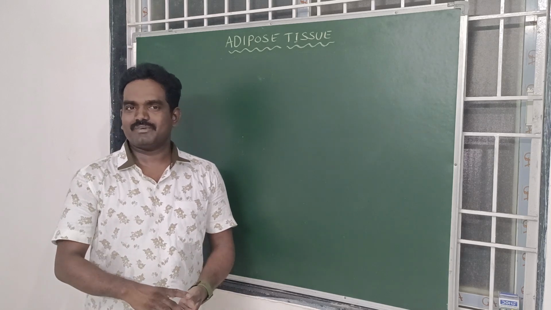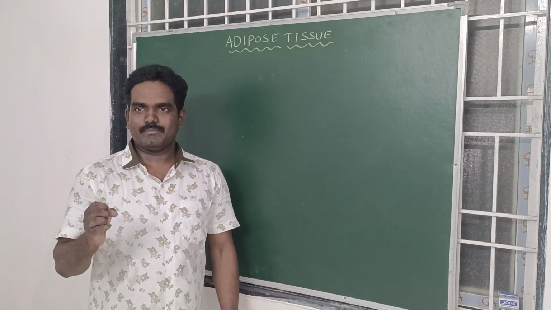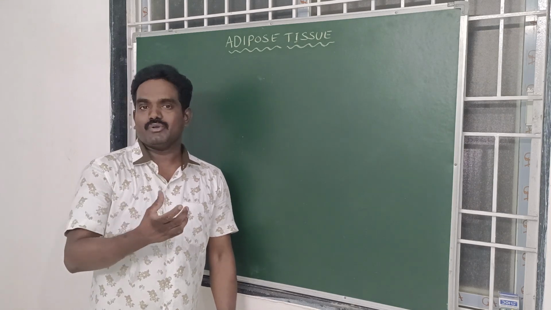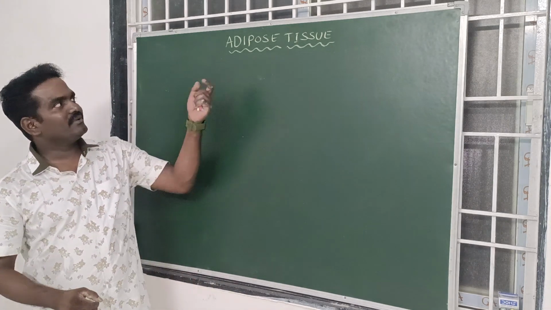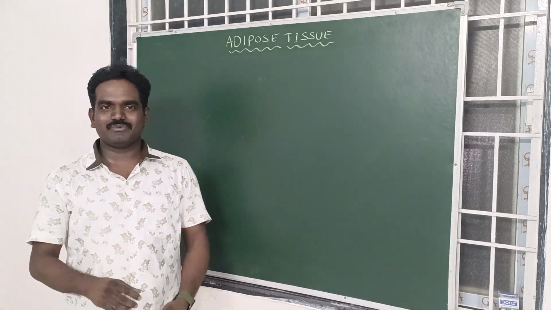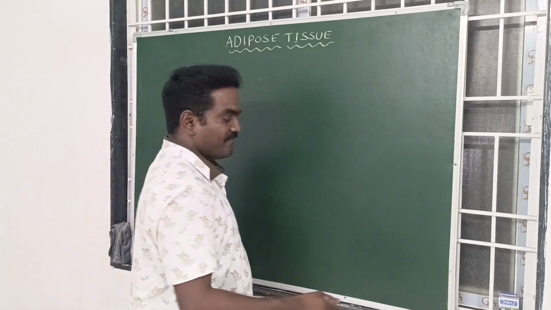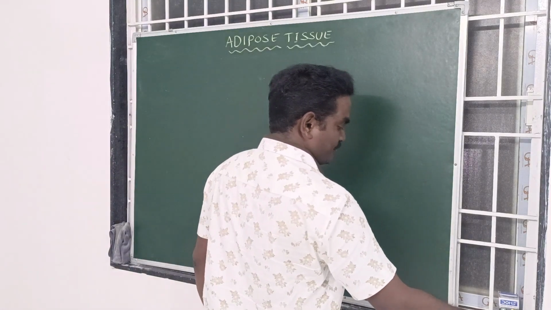Yesterday we already completed loose connective tissue, related to areolar tissue. Today we are talking about adipose tissue. This adipose tissue is also known as fat storing tissue.